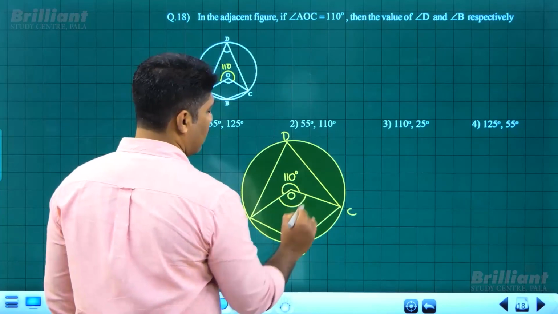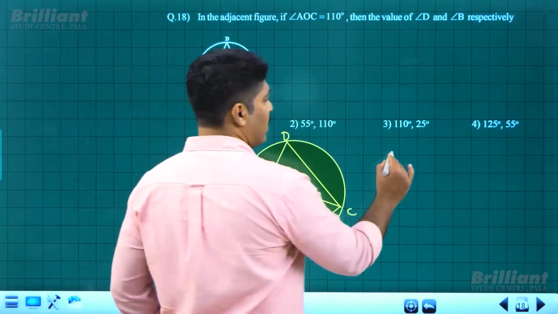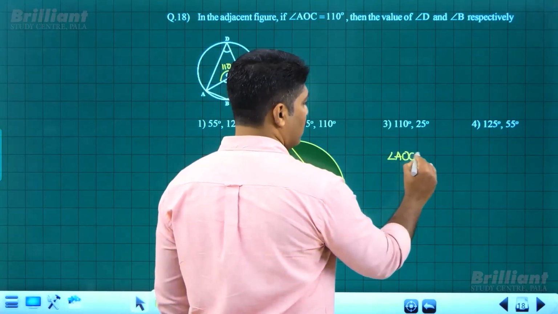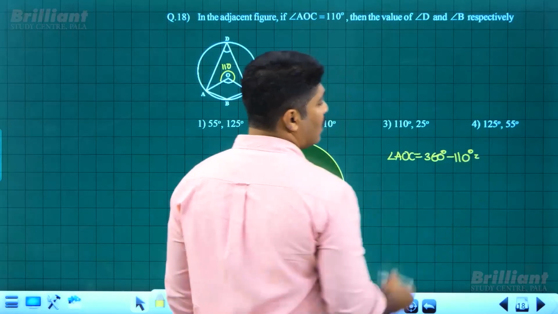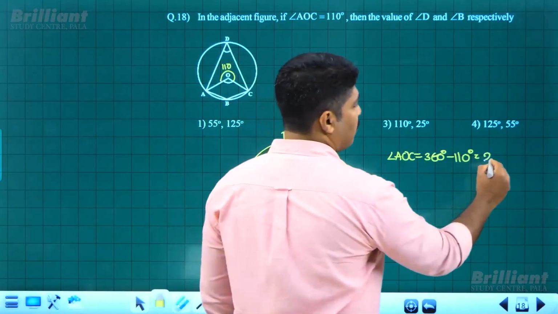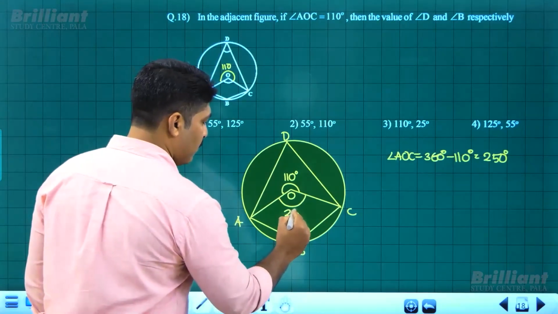Therefore, what is this angle? So that is 360 minus 110. So first we can consider angle AOC. That is 360 degree minus 110 degree. So what is this value? This is equal to 250. So we got this angle is 250 degree.